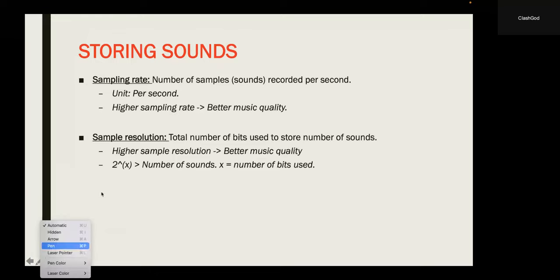And now you will say that because you sample more notes, you take more notes in 1 second, obviously the music quality will become better, right? So two factors contribute to the quality of sounds: the first is sampling rate, and the second is sample resolution.